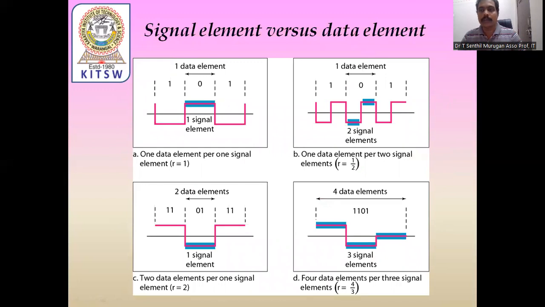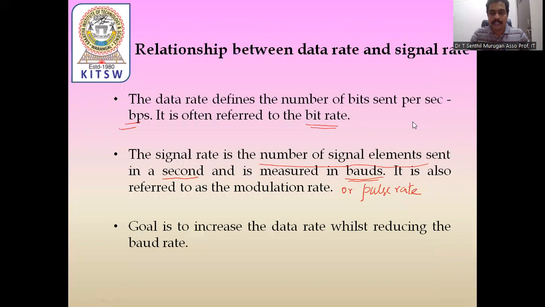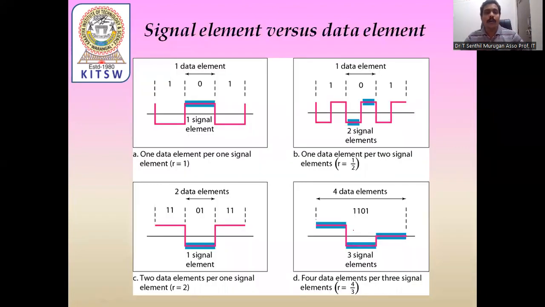So now we are going to discuss how to represent signal element versus data element. Here we can say baud rate also. Pulse rate, I told, is the same thing. You can use baud rate also: baud rate, pulse rate, or modulation rate. How can we represent the signal elements versus data elements?